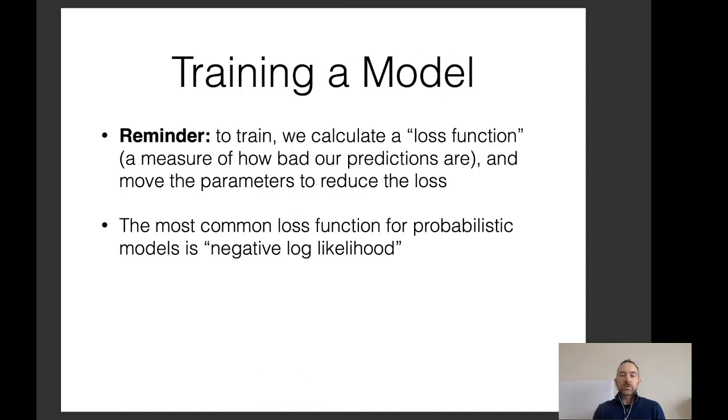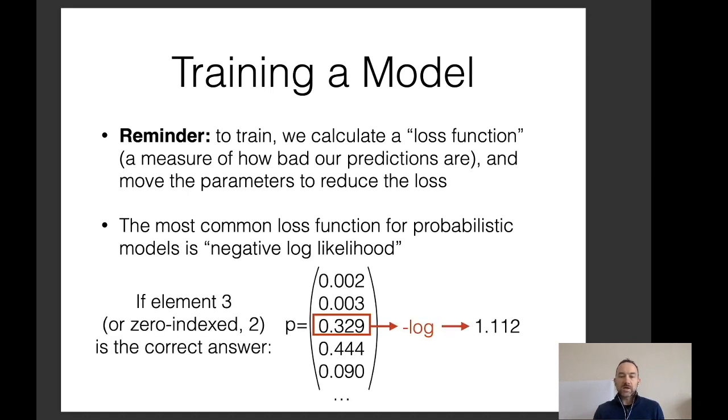Okay, so now let's talk about training a model. Remember, to train our models, we calculate a loss function measuring how bad our predictions are, and then change the parameters to reduce the loss. The most common loss function for probabilistic models is the negative log likelihood. Essentially, we calculate this by taking the softmax output and taking the negative log of the correct answer, looking up the correct answer in this matrix. This is an extremely common operation. So if you're using a neural network toolkit, then this will likely be implemented as a single thing, like a negative log likelihood loss, NLLLoss in PyTorch, for example.